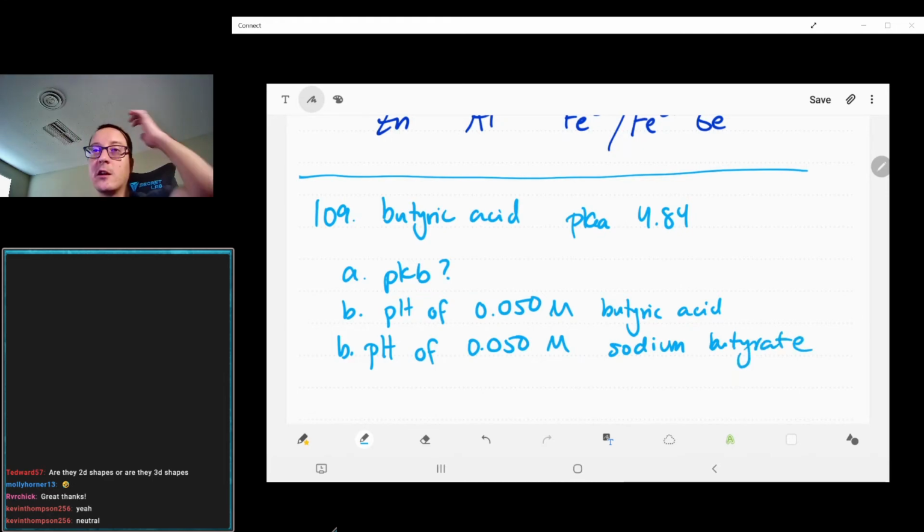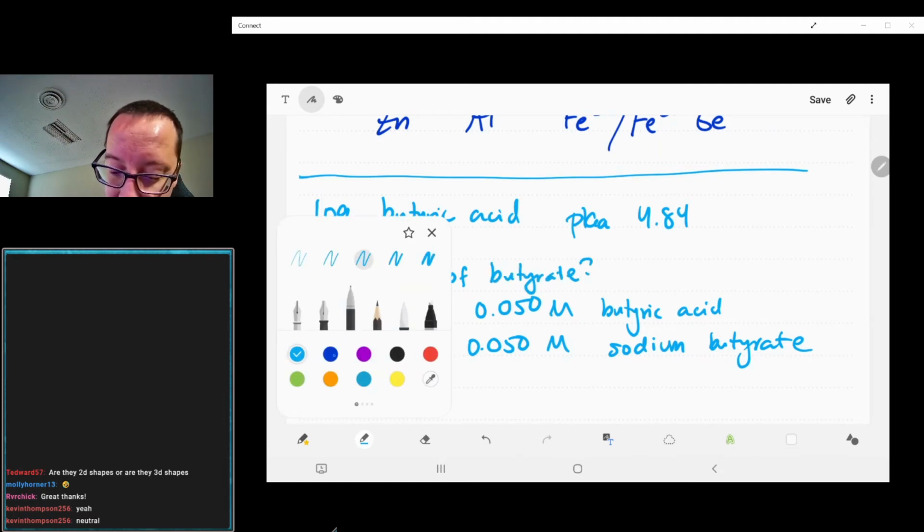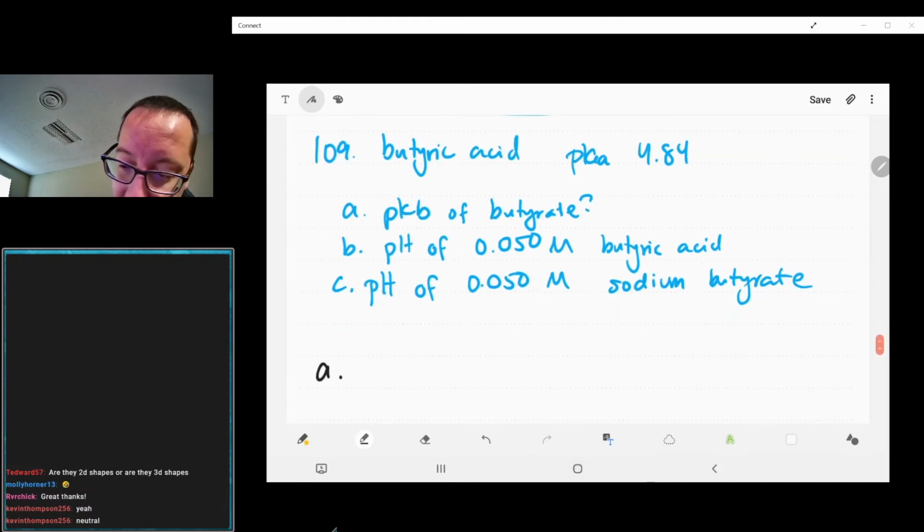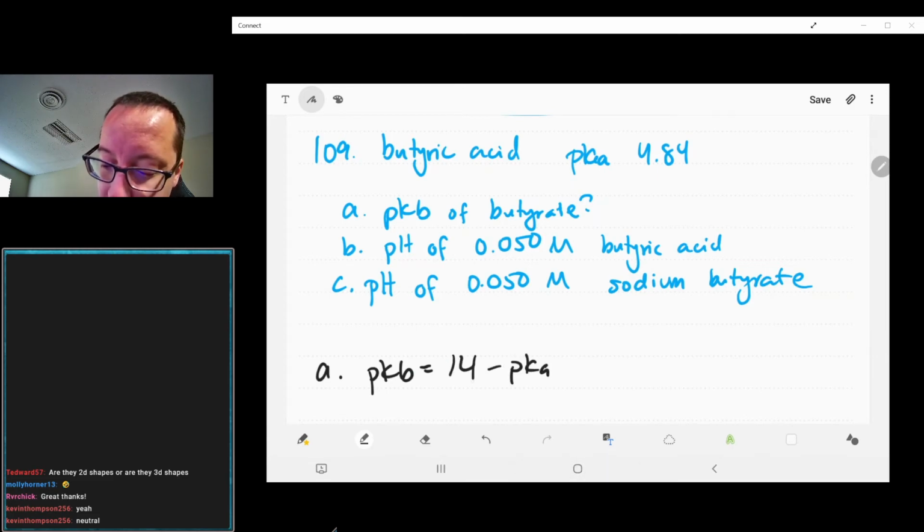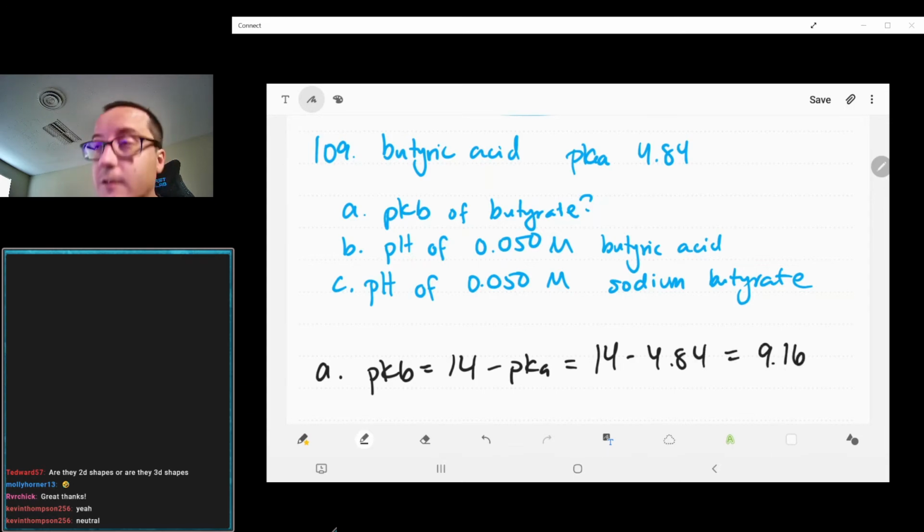Okay, so we're going to put together a bunch of our concepts here. Oh, we have 2 part B's. Wouldn't that be fun? Hopefully the pKb of butyrate should be really easy. That one we know right away. So for A, the pKb is 14 minus the pKa, which is 14 minus 4.84, which equals 9.16. Hooray! That one we've done.